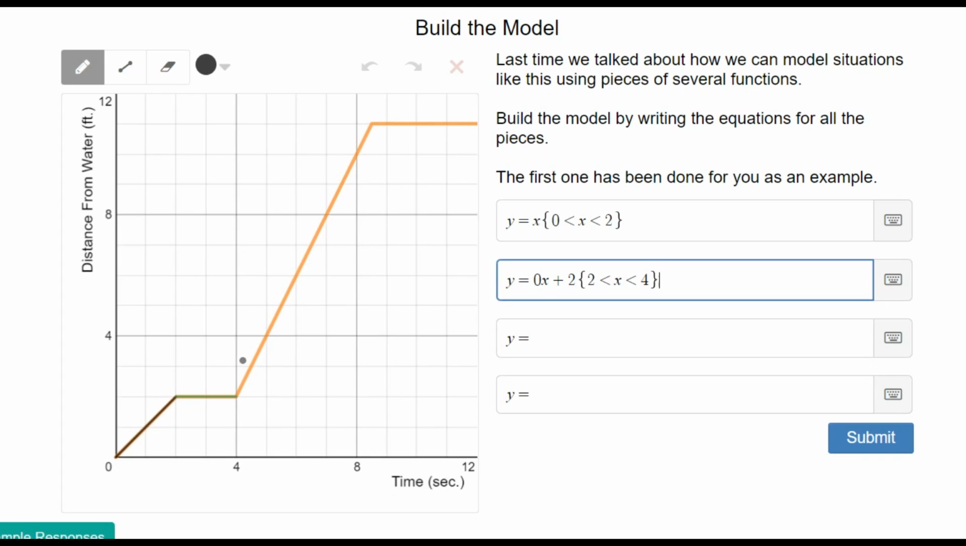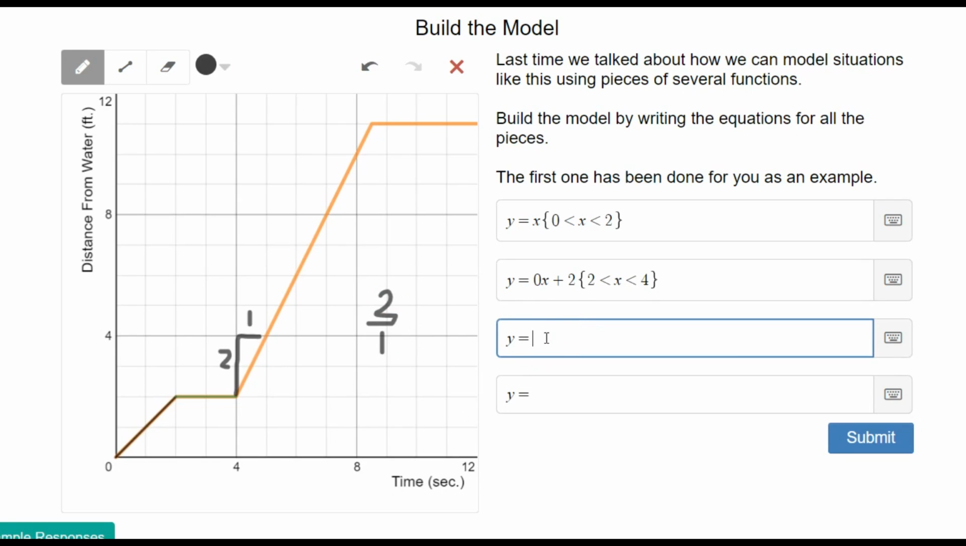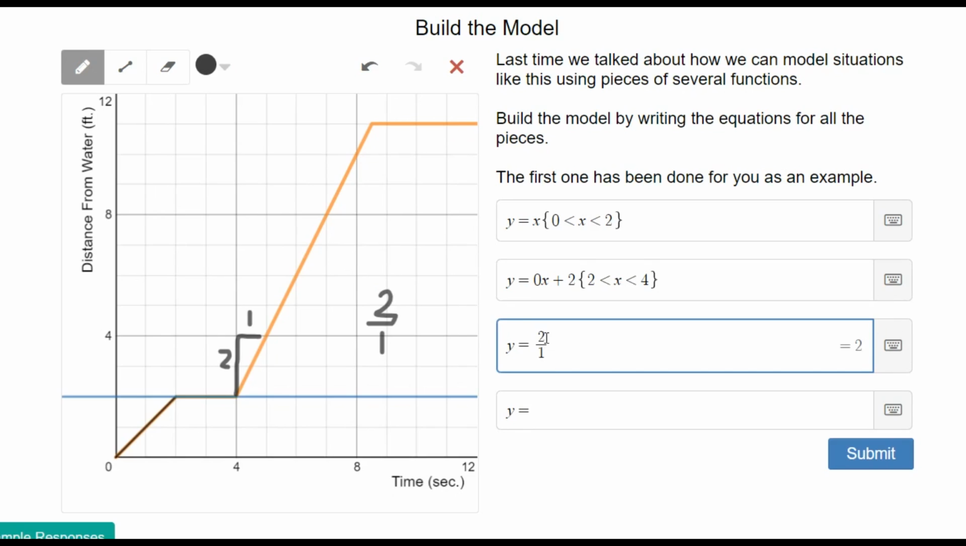But this graph right here, its slope is going up 2 and over 1. Okay, so the rise is 2, the run is 1. So the slope would be 2 over 1. Okay, so I'm going to write that here, 2 over 1 times x. Okay, now notice that gave me the right line, or the right slope, but the line needs to be moved over to here.